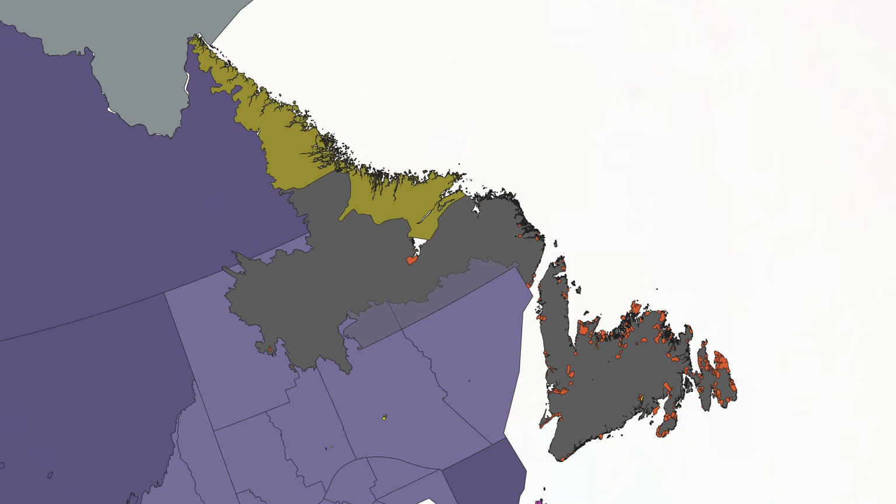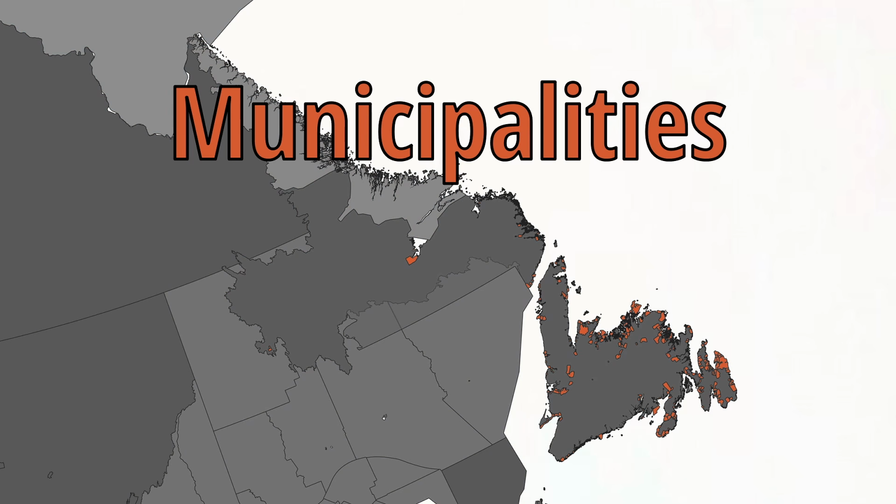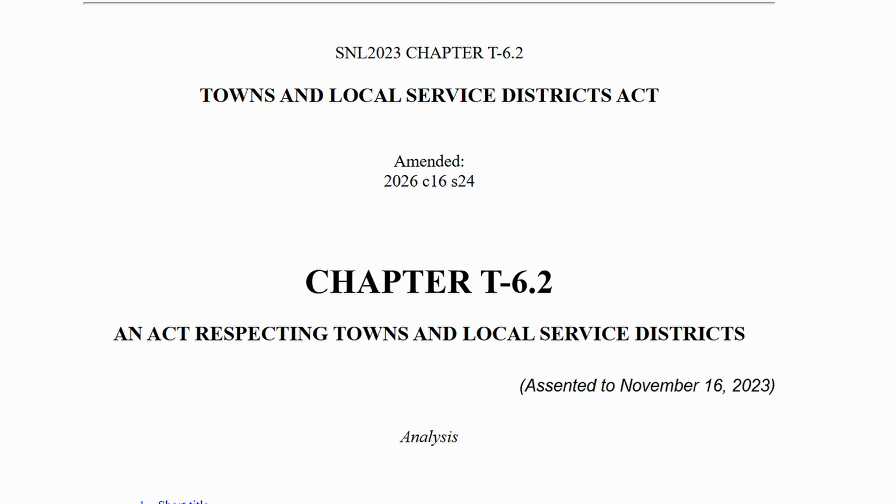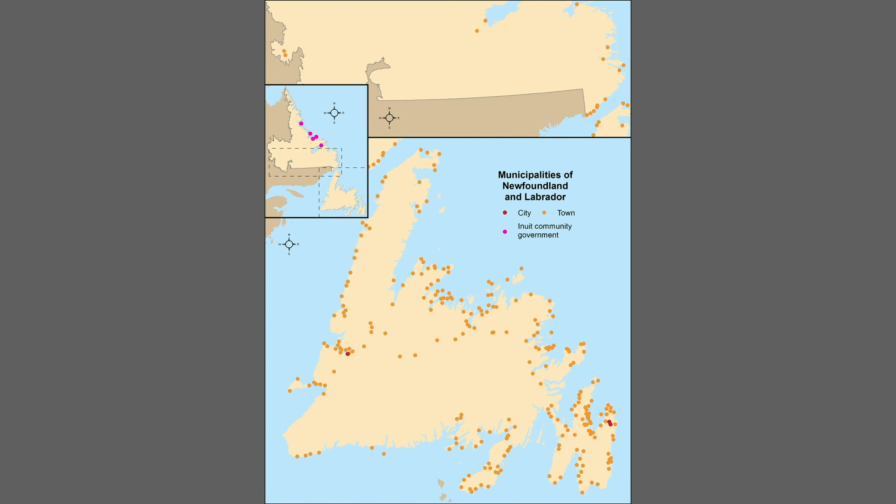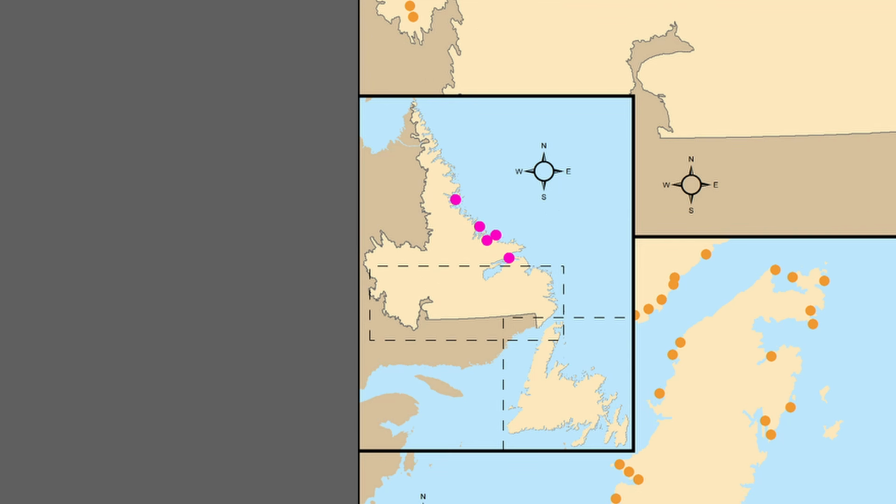Next we have Newfoundland and Labrador. Most of Newfoundland and Labrador's land is simply unorganized territory, but there are also 250 municipalities. Much like every province, Newfoundland and Labrador has its own Municipalities Act. In this case, there are cities and towns on the map, and there are also Inuit community governments, but that situation's a bit more complicated and will be explained very shortly.